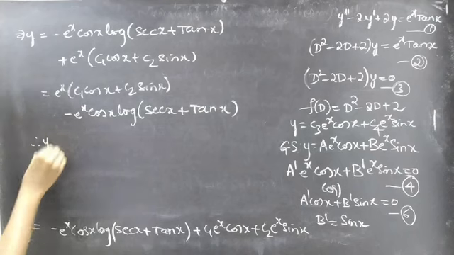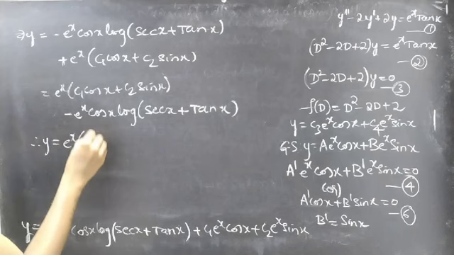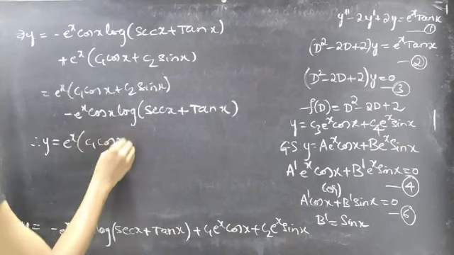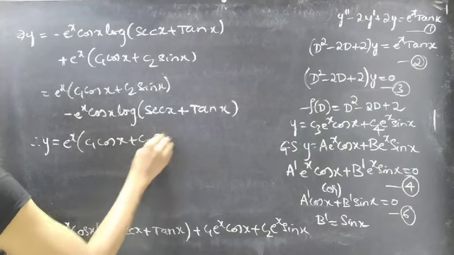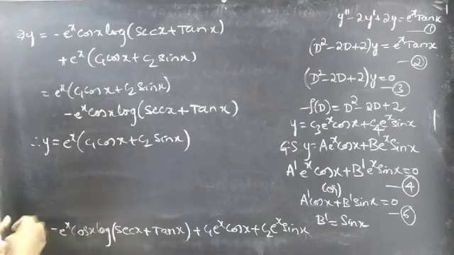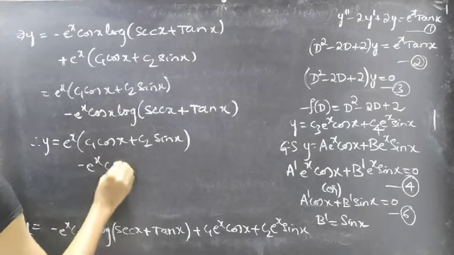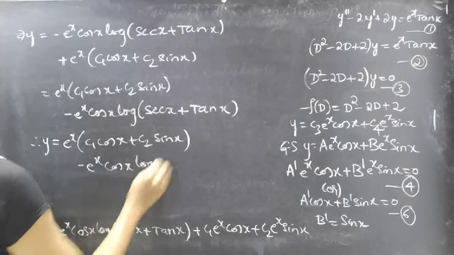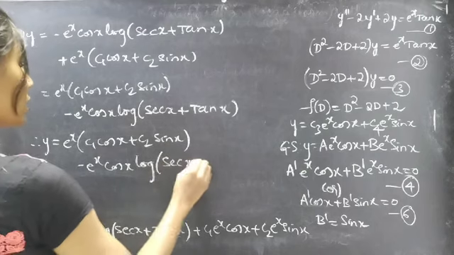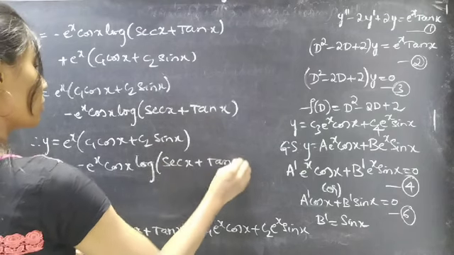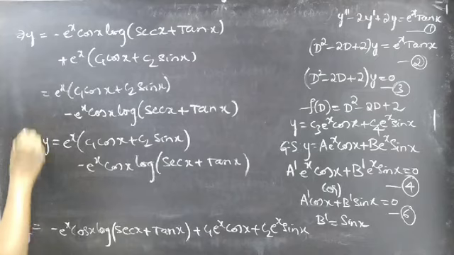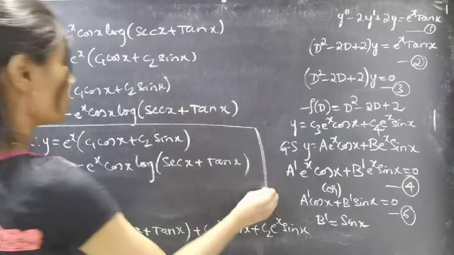Therefore, y equal to e power x of c1 cos x plus c2 sin x, minus e power x cos x log of secant x plus tan x, which completes the problem.